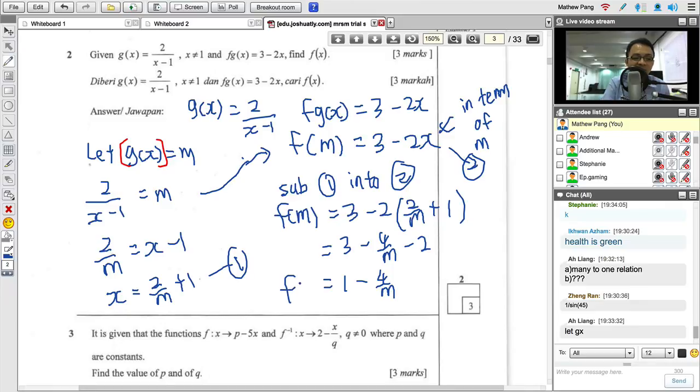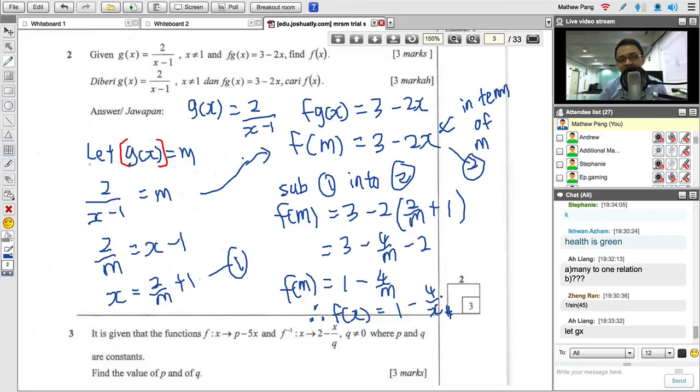If this is f(m) and I want to find f(x), it's very simple. Just change all the m to x. So f(x) equals 1 minus 4 over x. That's all. This is how we solve the function. When we have the composite function and need to find the other one, I always love to use the substitution method.